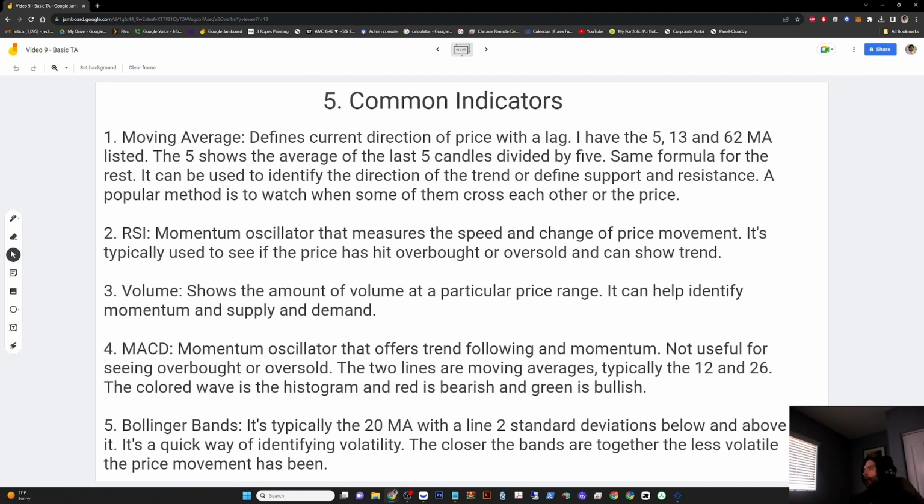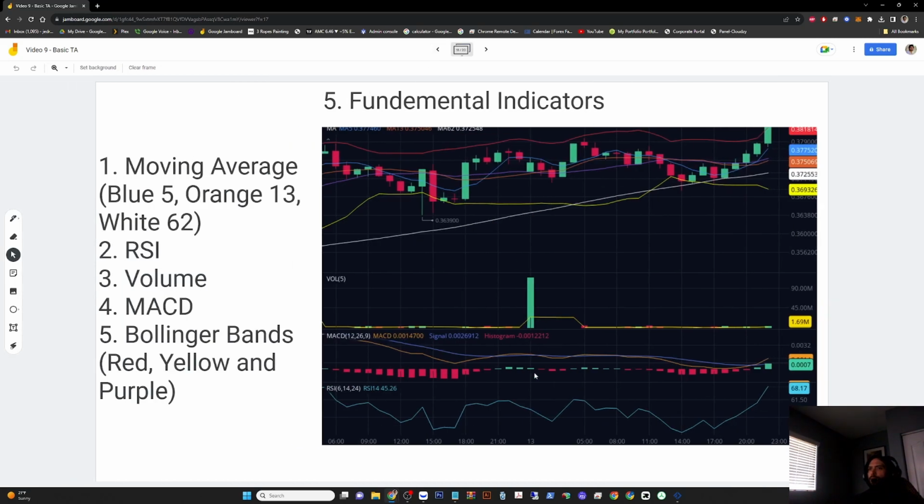Bollinger Bands, it's typically the 20 MA with a line 2 standard deviations below and above it. It's a quick way of identifying volatility. The closer the bands are together, the less volatile the price movement has been. Red, yellow, and purple.